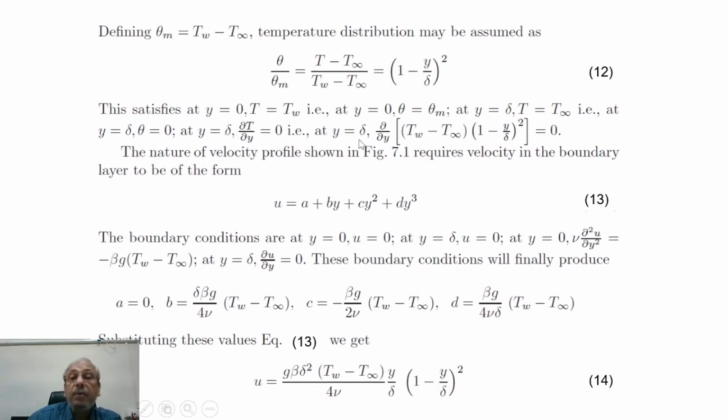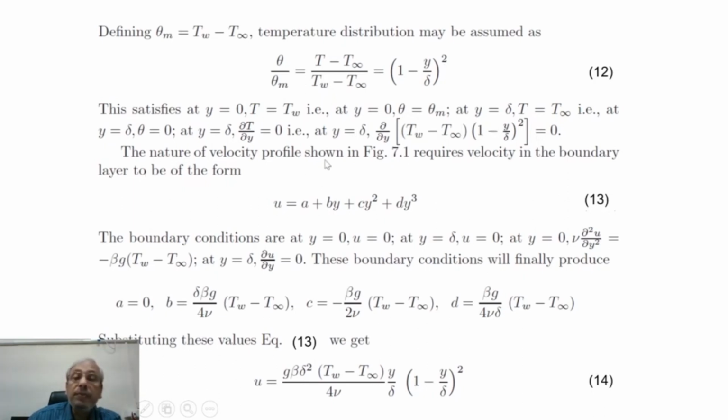That is at y equal to delta, from this whole expression, we can write basically del T del y means del y of (Tw minus T infinity) into (1 minus y by delta) whole square equal to 0. So this profile, when we take theta by theta m, is 1 minus y by delta whole square. This satisfies all these boundary conditions, all the physical boundary conditions.